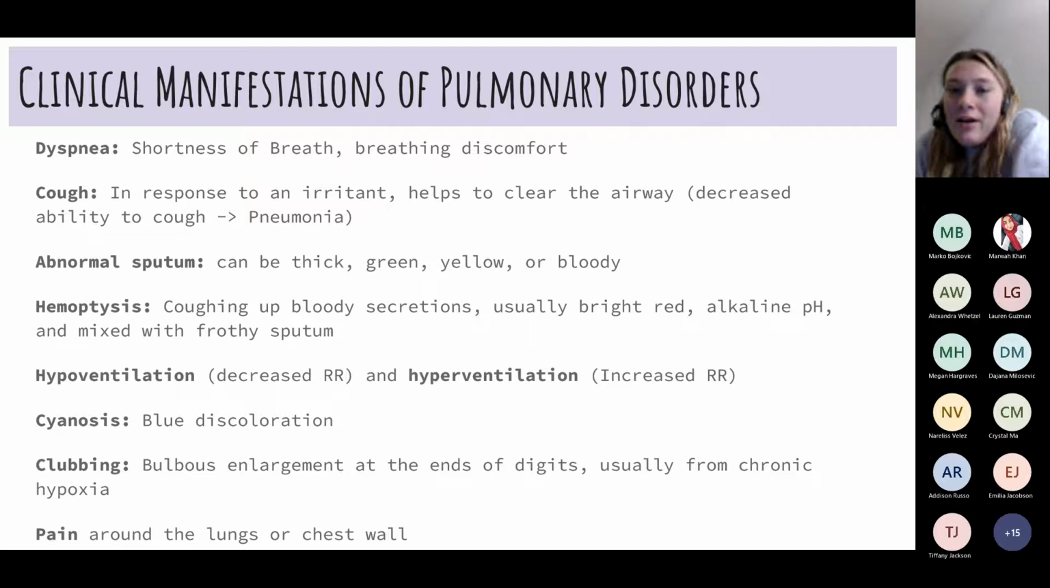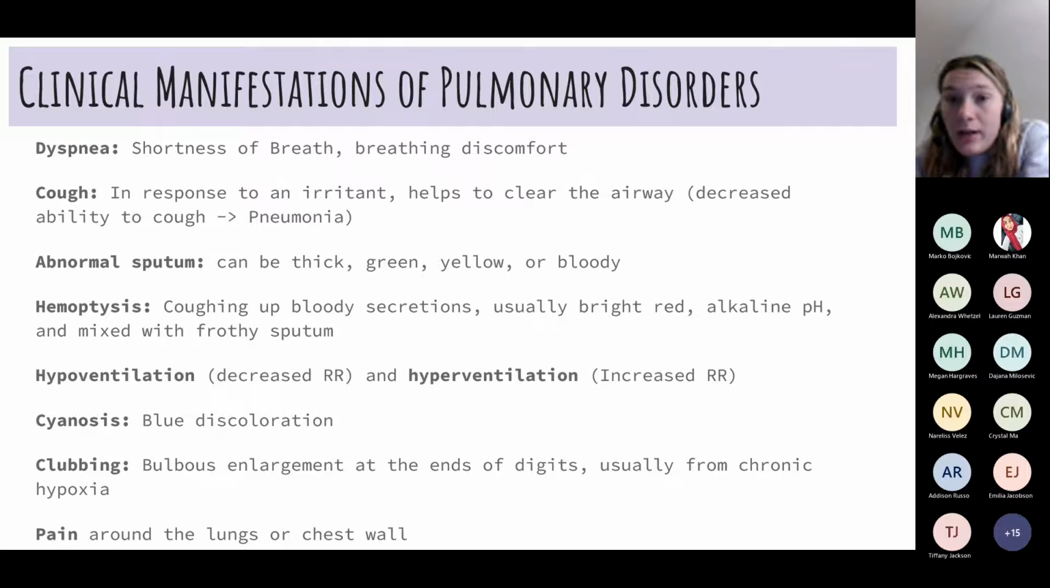When we talk about any sort of pulmonary disorder, I want you guys to keep in mind some of our hallmark signs and symptoms. Shortness of breath is probably one of the most common. Any sort of infection, that's when you're going to see abnormal sputum, even hemoptysis. This is coughing up bloody secretions, not to be confused with hematemesis, which is projectile vomiting blood. This is just my patient's been coughing a lot, and I noticed the sputum has a little bit of a red tinge to it.